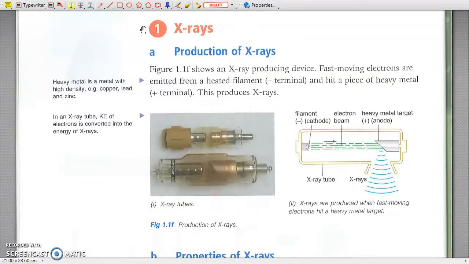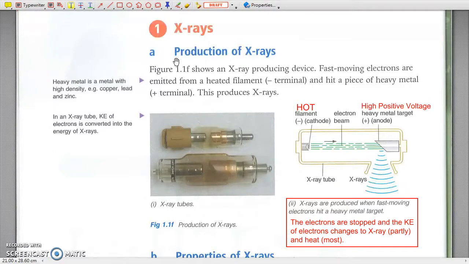1. X-rays. A. Production of X-rays. When electrons emitted from a cathode, the negative terminal, are attracted by high voltage towards the anode, the positive terminal, the electrons accelerate. When fast-moving electrons strike a heavy metal surface, the kinetic energy of the electrons is converted into X-ray. In other words, X-ray is produced when fast-moving electrons are stopped by the heavy metal target.